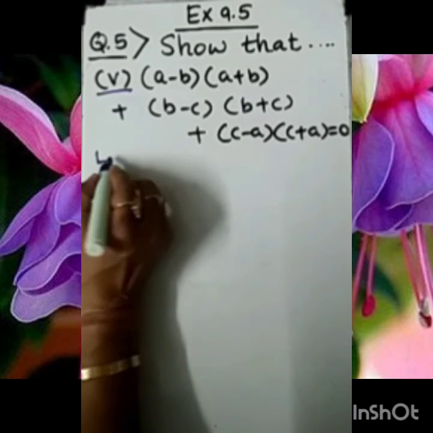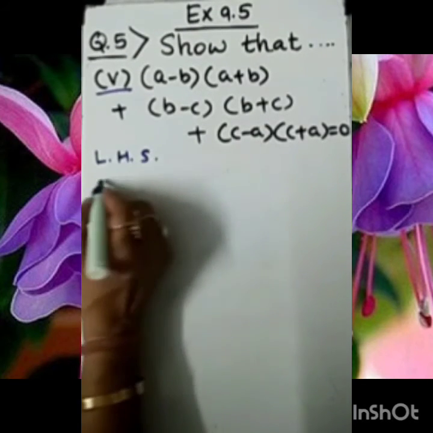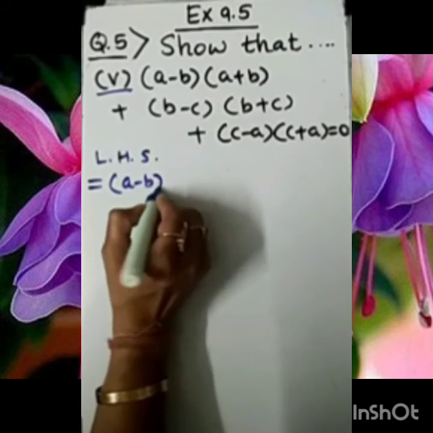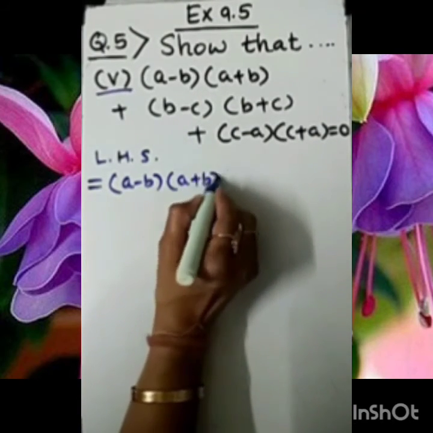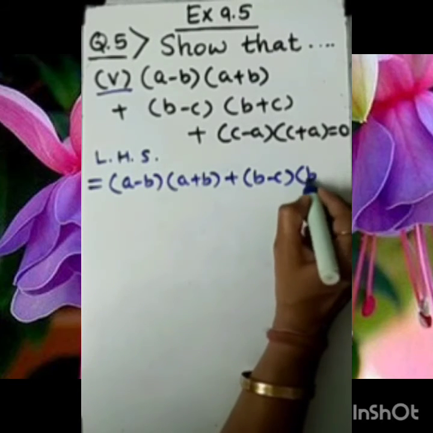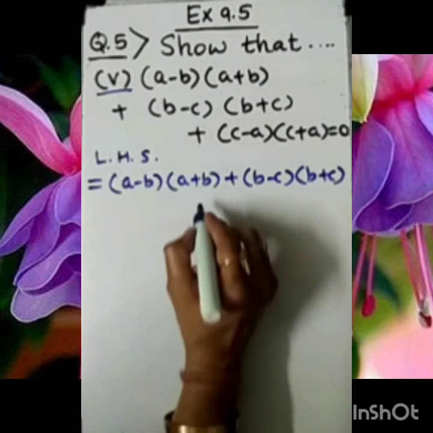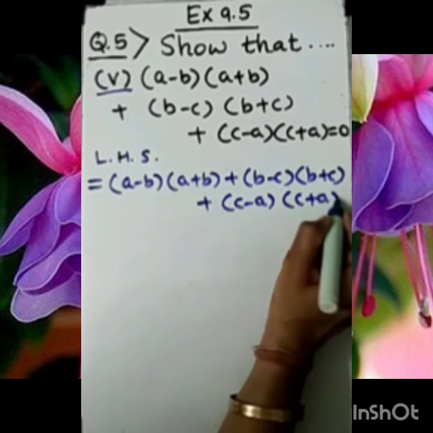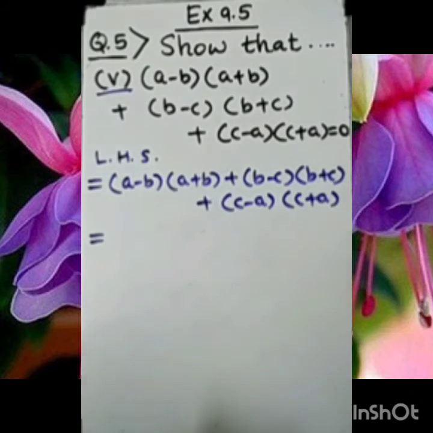Okay. So let me note down LHS equal to. What is LHS with us? (a minus b)(a plus b). I'm writing in one bracket. Then (b minus c)(b plus c) in another bracket, plus (c minus a)(c plus a). That we need to write. Whatever we are given, nothing I have done, only I mention as it is here in the LHS portion.